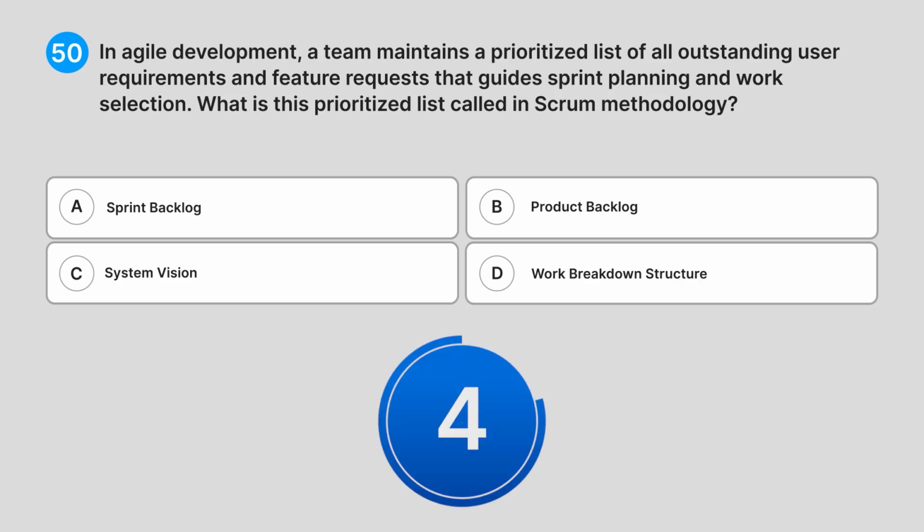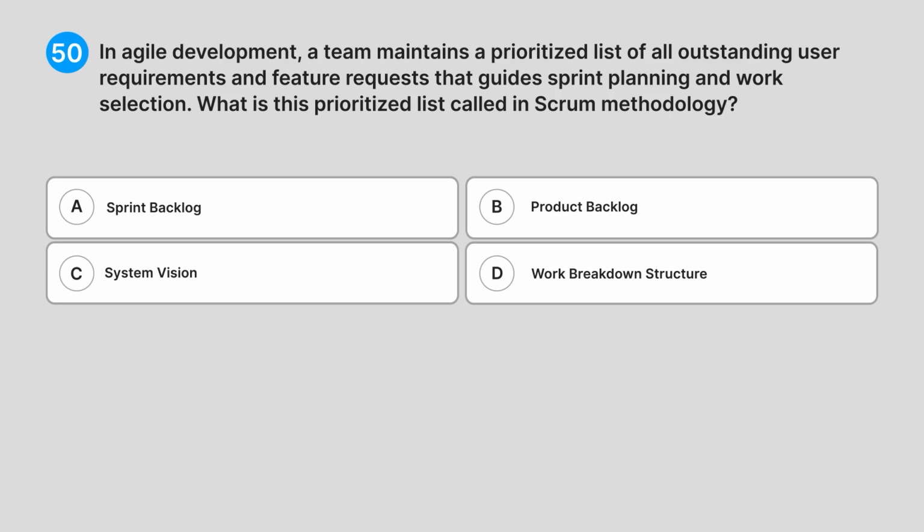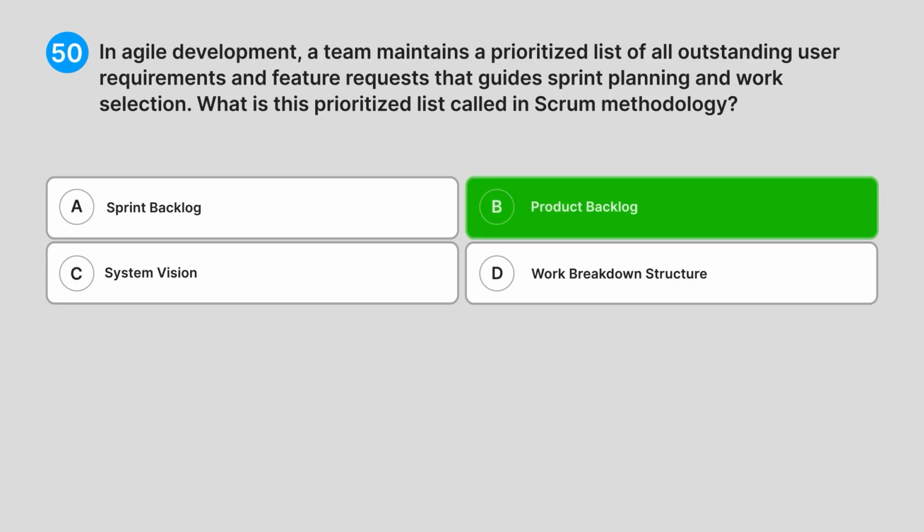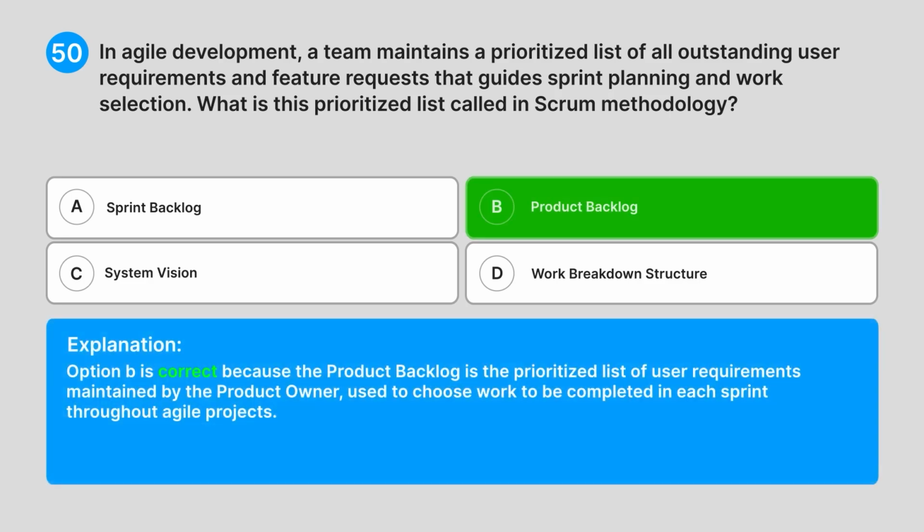Do you know the answer? Correct answer, B. Product backlog. Explanation: option B is correct because the product backlog is the prioritized list of user requirements maintained by the product owner, used to choose work to be completed in each sprint throughout Agile projects.